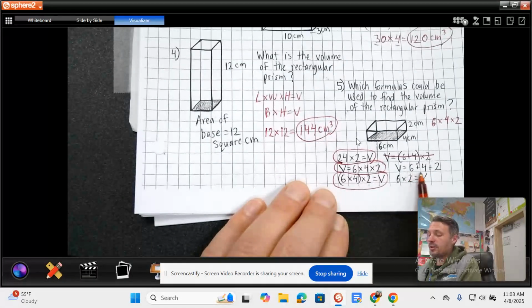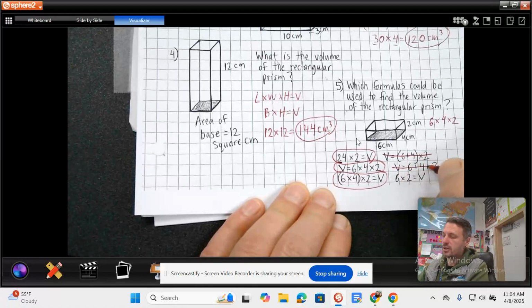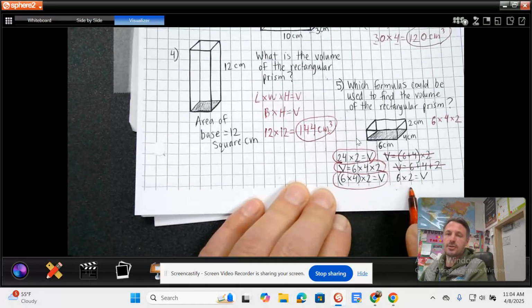This one says 6 plus 4 plus 2. Would 6 plus 4 plus 2 equal the same thing as 6 times 4 times 2? I don't think so. Let's get rid of that one. And then this one just says 6 times 2.